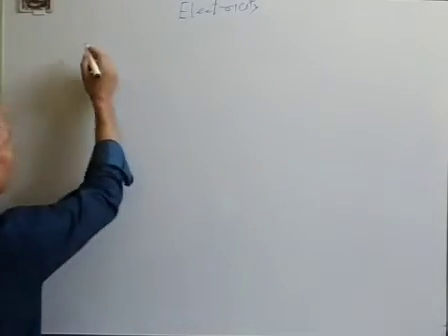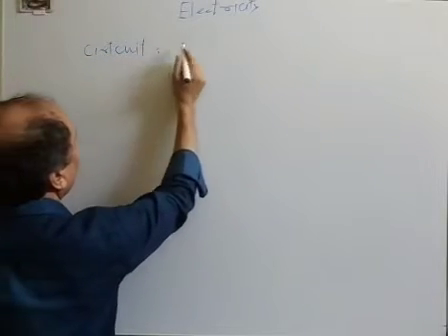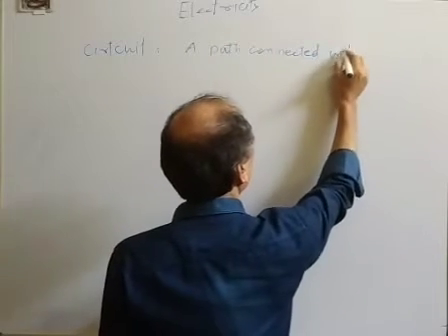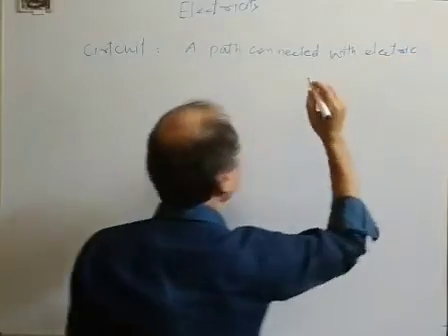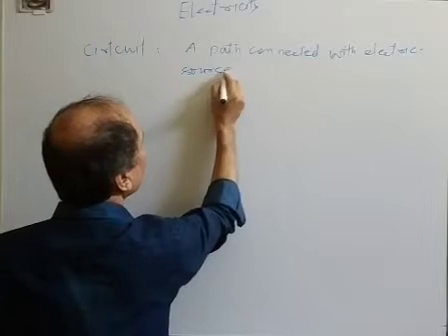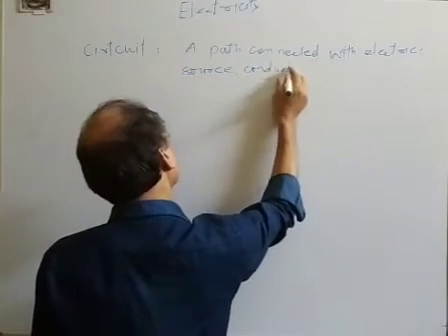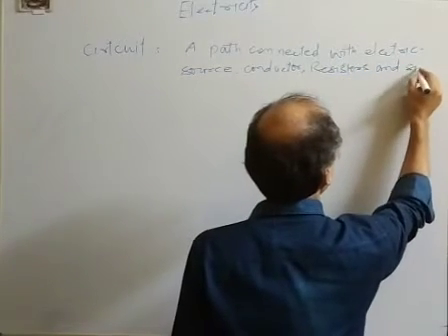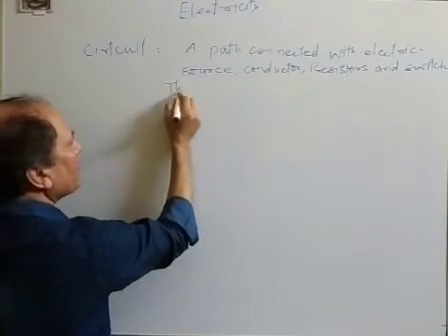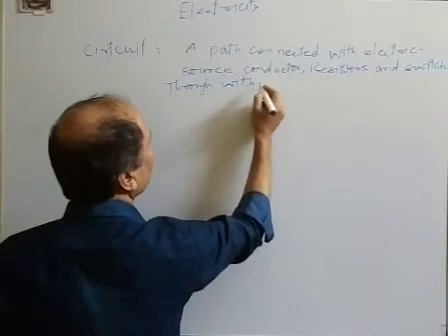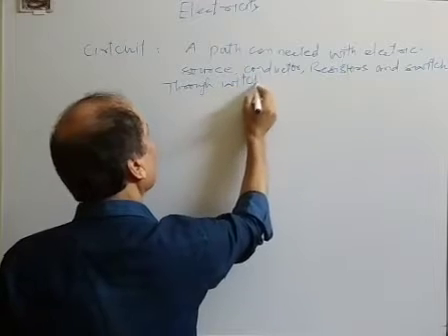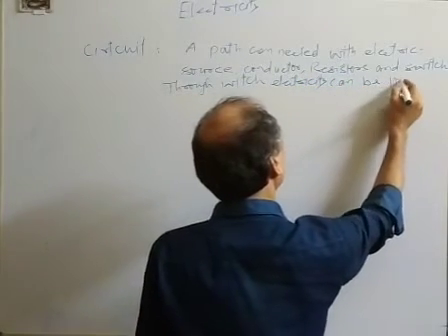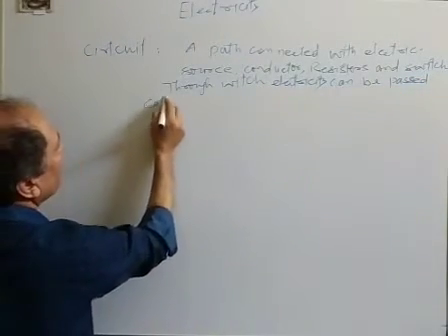So now see, circuit: a path connected with electric source, conductor, resistance and switch through which electricity can be passed is called circuit.